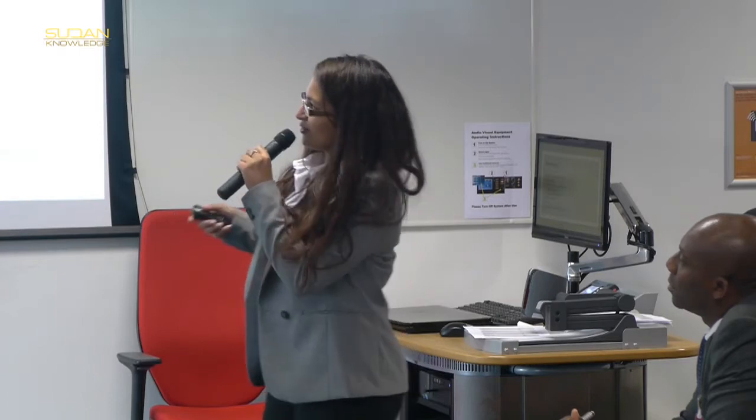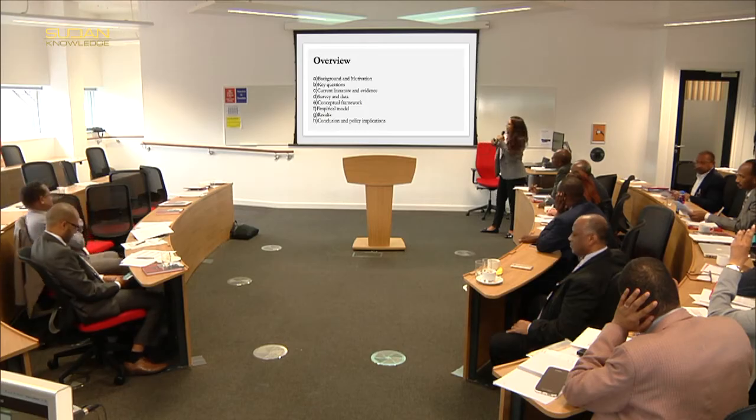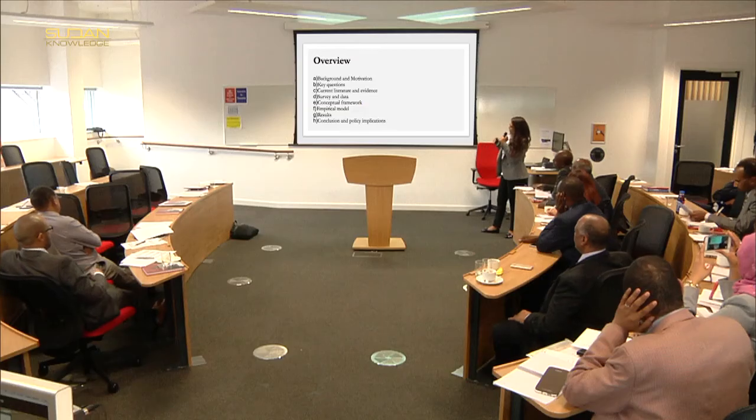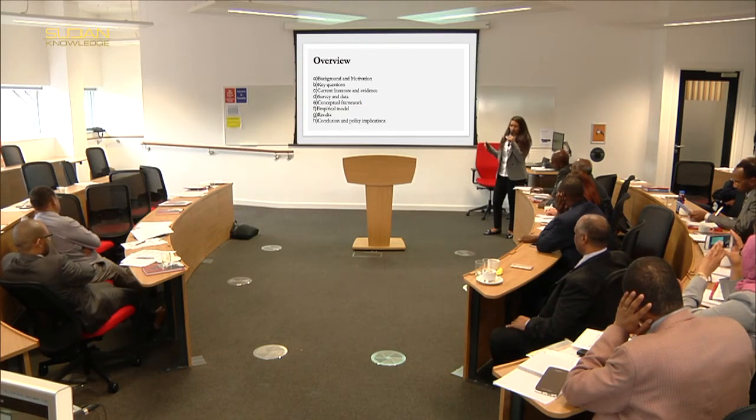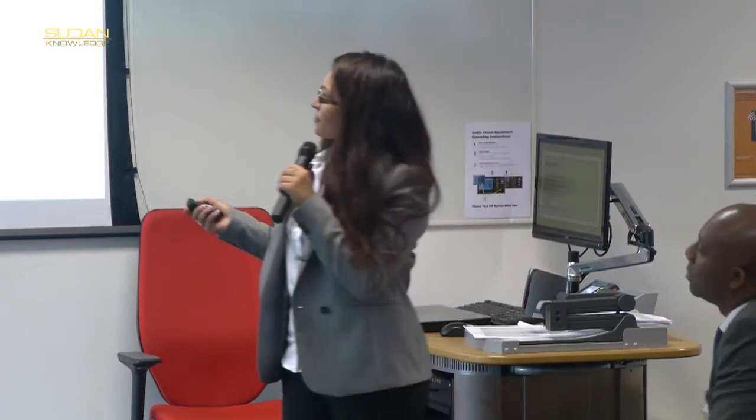So just to give you a quick overview, I'm going to start off by giving you a bit of background and motivation behind my research. I'm going to cover the key questions that I aim to answer by the end of this presentation. I'm also going to briefly cover the current literature and the evidence that's out there in the field. I'm going to describe the household survey and the data that I used, just to put it into context. Then I'm going to briefly describe the conceptual framework and my methodology. I'm going to discuss the results, and then I'm going to present my conclusions. And I'm hoping to spend a bit more time on the policy implications.